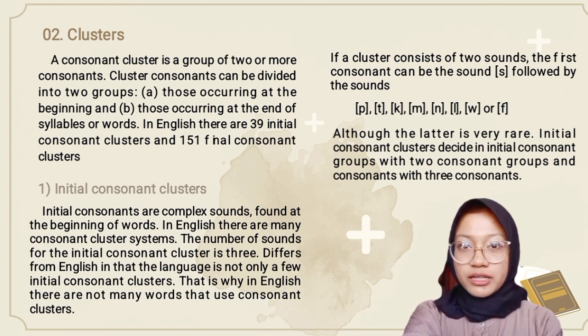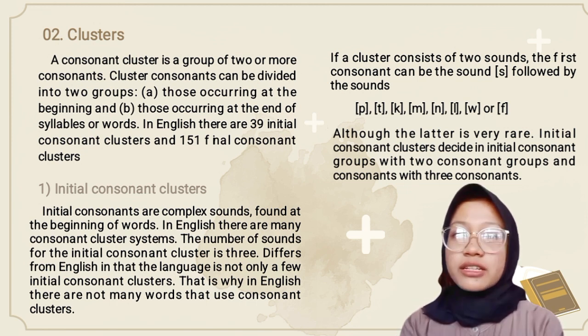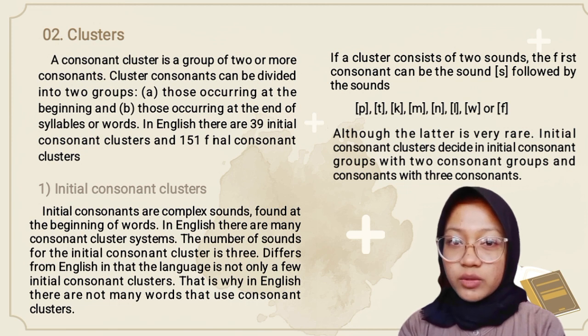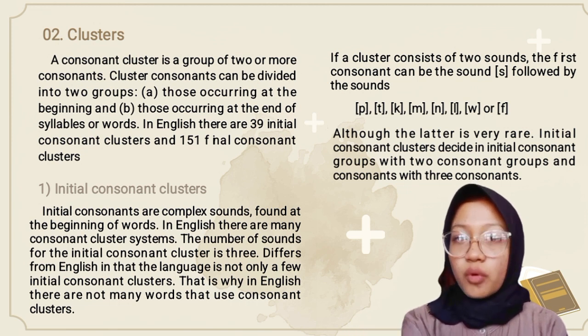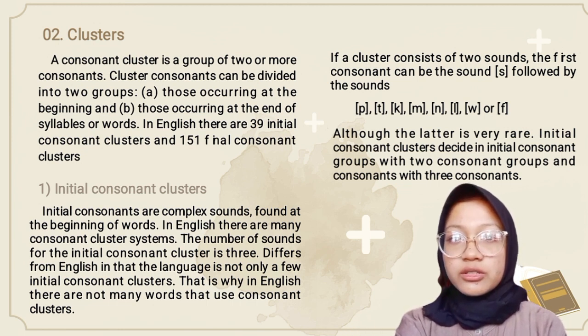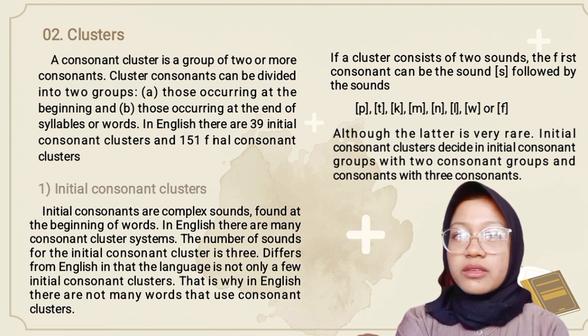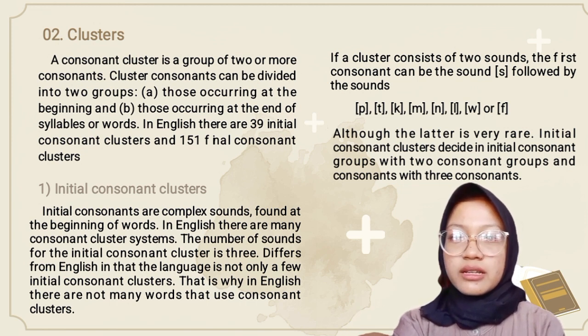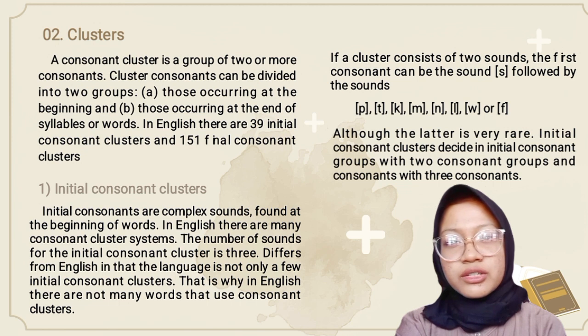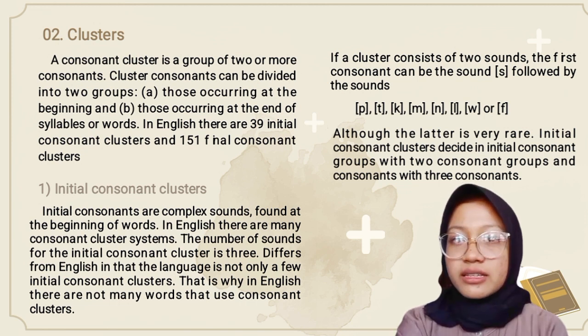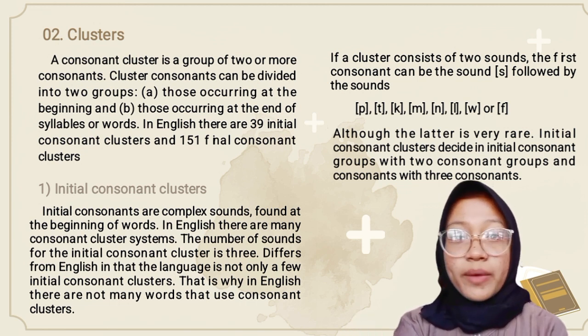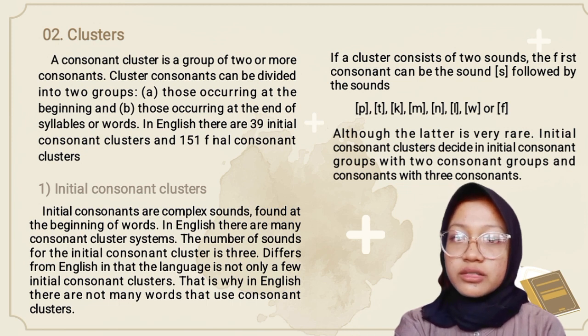Number 1 is initial consonant cluster. Initial consonant clusters are complex sounds found at the beginning of words. In English, there are many consonant cluster systems. The number of sounds for an initial consonant cluster is 3. Differs from English in that the language has only a few initial consonant clusters. That is why in English there are not many words that use consonant clusters.